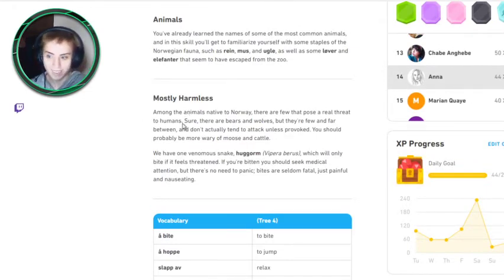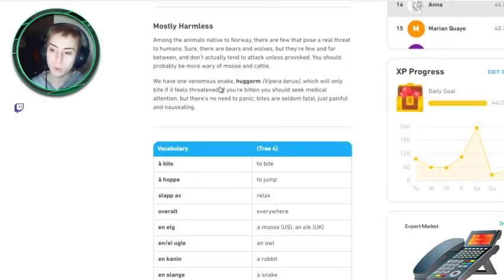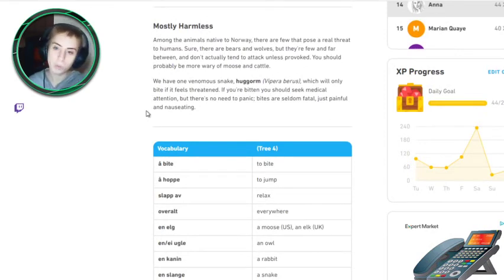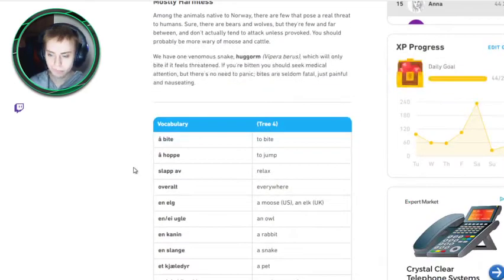Mostly harmless. Among the animals native to Norway, there are few that pose a real threat to humans. Sure, there are bears and wolves, but they're few and far between and don't actually tend to attack unless provoked. You should probably be more worried about the moose and cattle. We have one venomous snake, the hoggorm, Vipera berus, which will only bite if it feels threatened. If you're bitten, you should seek medical attention, but there's no need to panic. Bites are seldom fatal, just painful and nauseating.